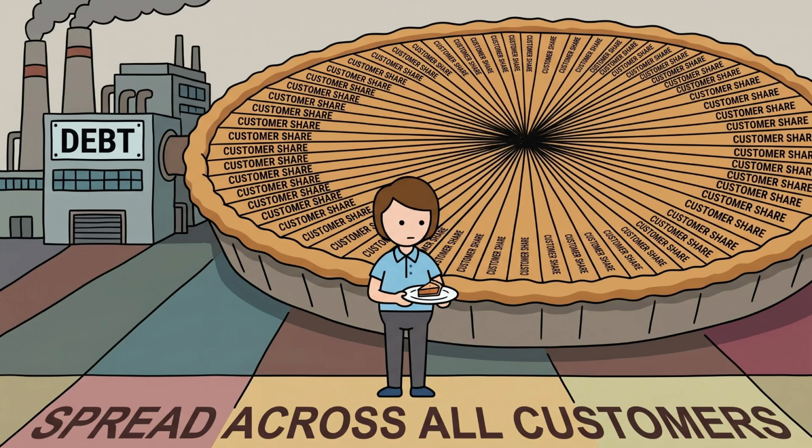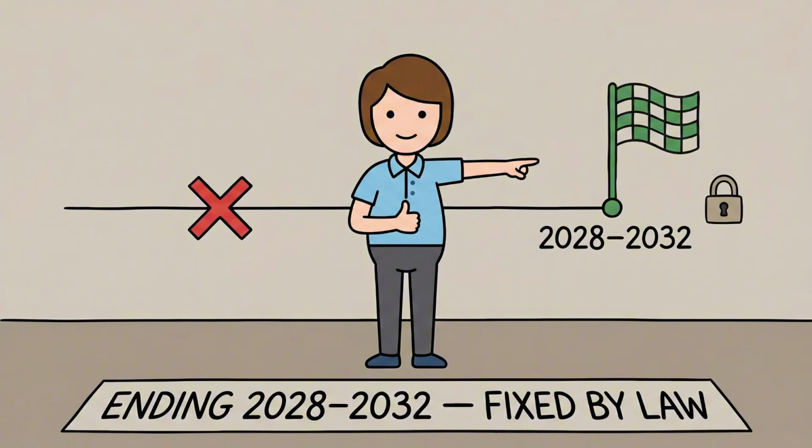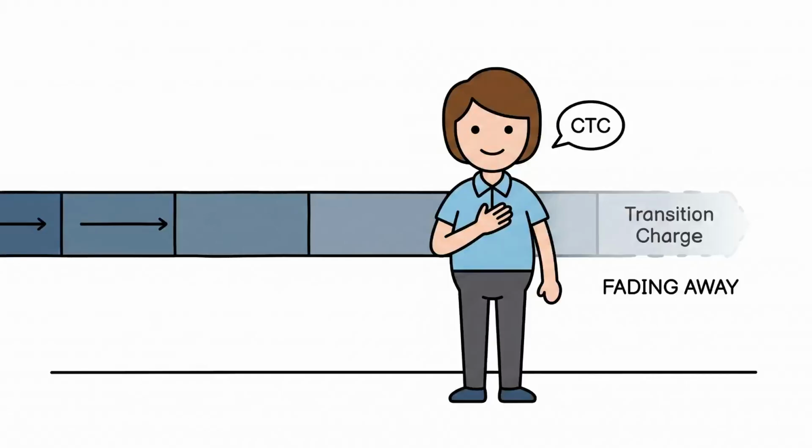That is the transition charge. It will not last forever. Most states have set an end date between 2028 and 2032. You cannot lower this fee. It is fixed by law, but you can take comfort knowing it is slowly disappearing. Some bills call it a competitive transition charge, or CTC.